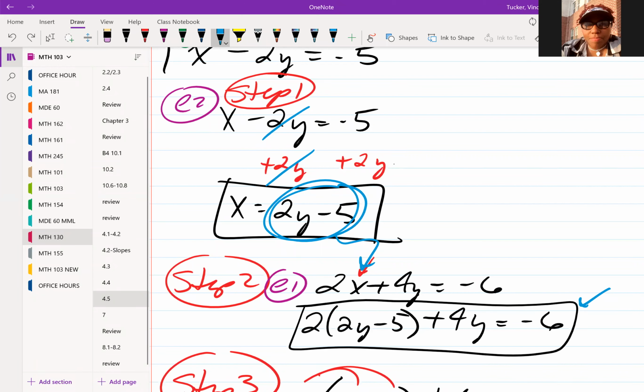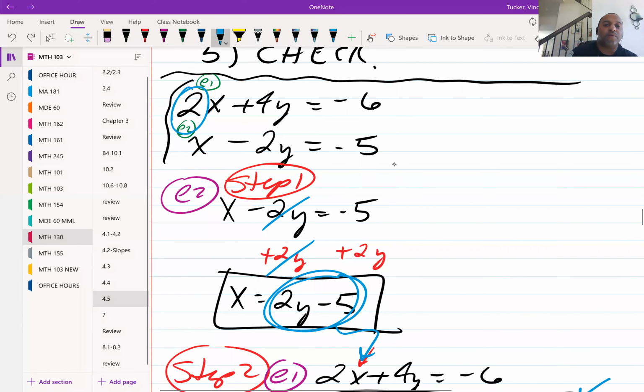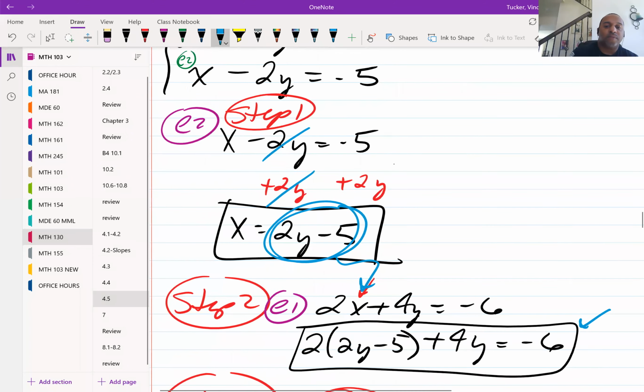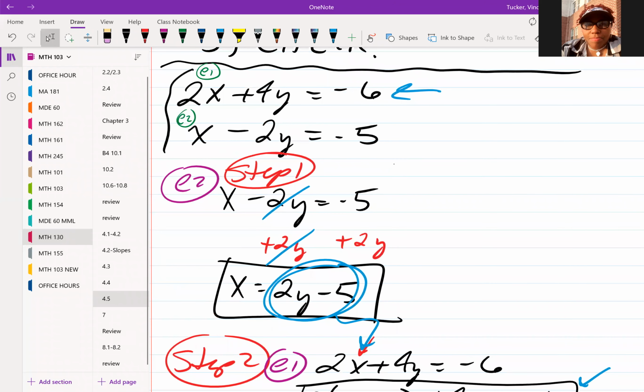Okay, Professor, x is equal to 2y minus 5. Where is that other 2 coming from in front of that 2y minus 5? It was here, right here. It's a part of your original equation. See, that's 2 times x. And all we're doing is taking 2y minus 5 and putting it right here for x.